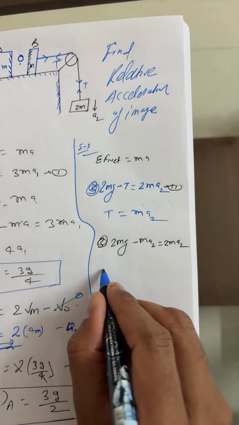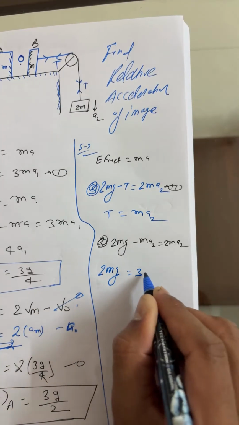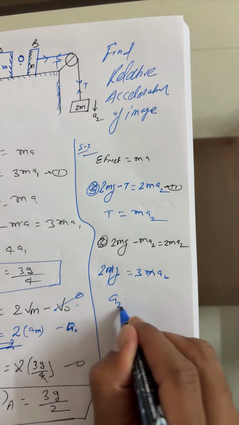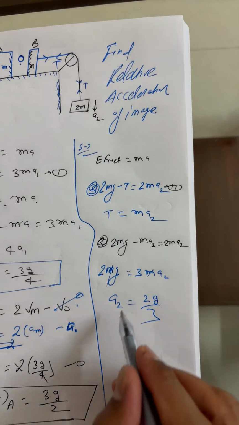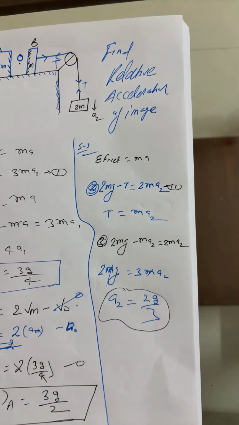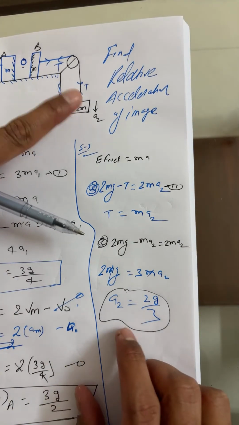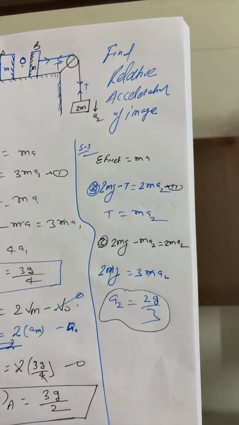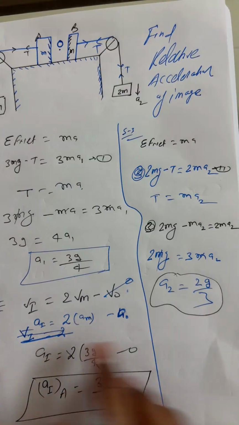So you can write simply, student, further just calculate: 2mg equals 3ma2, cancel m here. So a2 equals 2g by 3. But it's not this block's acceleration, it's this block's acceleration. We have to find the acceleration of the image of this block B. So for getting this, again you have to apply this concept.